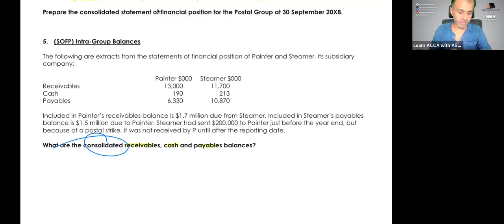Included in Painter's receivables, it's 1.7 million due from S. So this is the receivables of Painter, and they suggest they are owed 1,700 due from S. Included in Steamer's payables, 1.5 million due to P. So this has been the payable of Steamer, and this suggests 1,500 due to P.